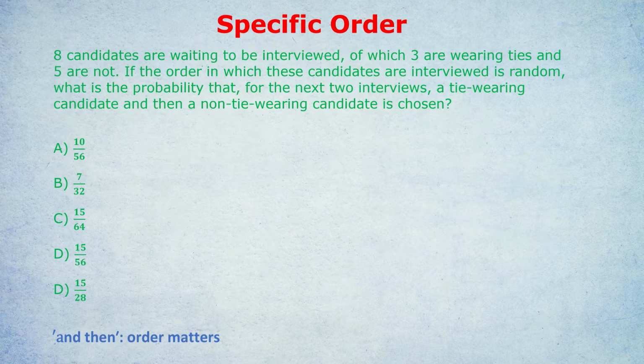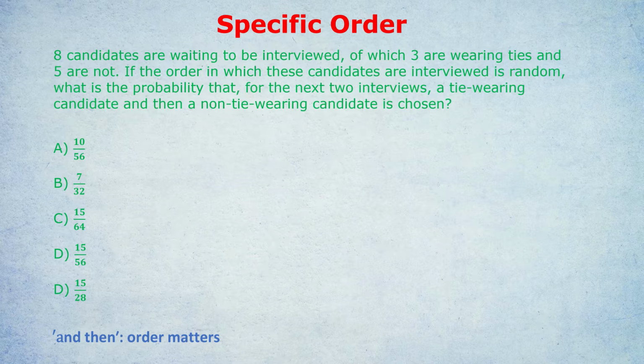Let's read it. 8 candidates are waiting to be interviewed, of which 3 are wearing ties and 5 are not. If the order in which these candidates are interviewed is random, what is the probability that, for the next 2 interviews, a tie-wearing candidate and then a non-tie-wearing candidate is chosen? So they want a specific order. Tie and then not tie.